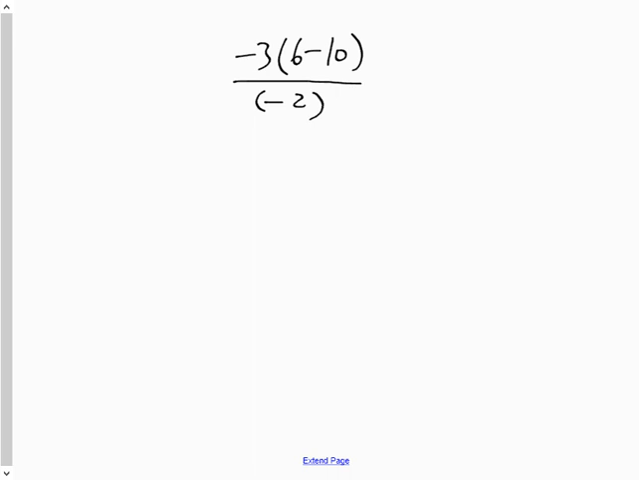Next question is also BEDMAS. It says -3 times the difference between 6 and 10, and take that answer and divide it by -2. So it's -3 multiplied by -4 divided by -2, or +12 divided by -2, which is -6.